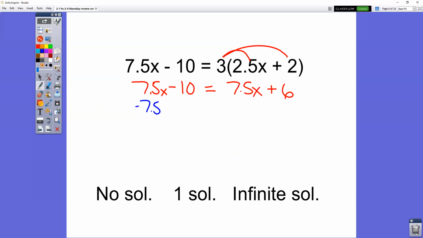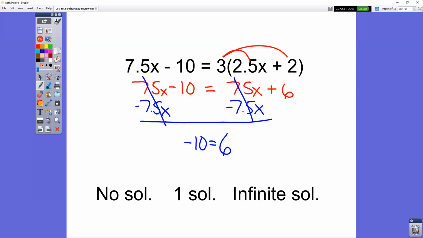I have a 7.5x on one side and a 7.5x on the other side. Since it's positive, I need to subtract it from both sides. So those cancel out and those cancel out. All that I'm left with is negative 10 equals 6. Negative 10 does not equal 6. It doesn't make any sense. Therefore, there is no solution.